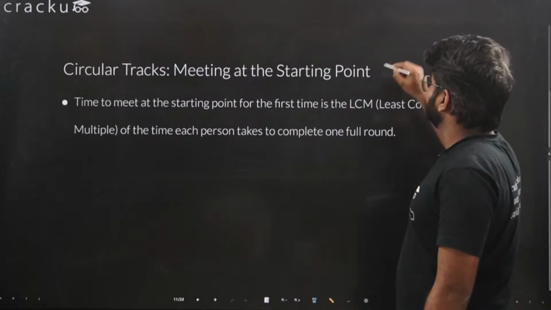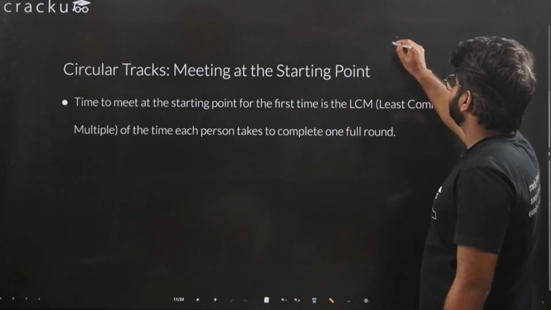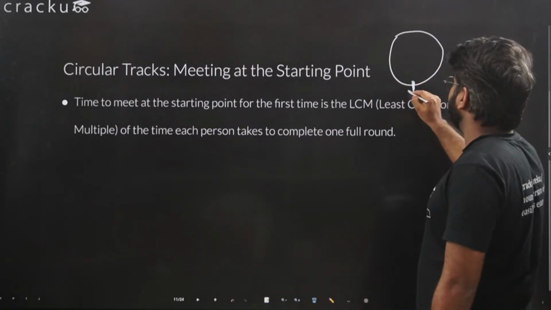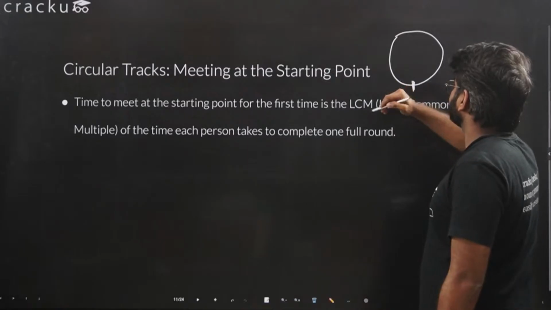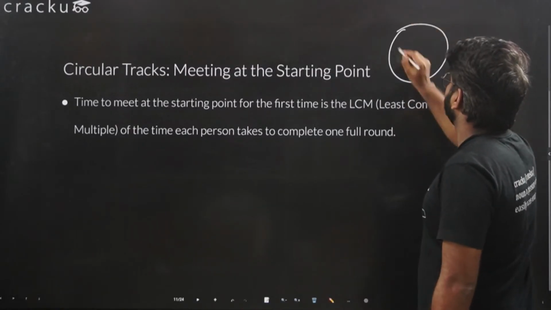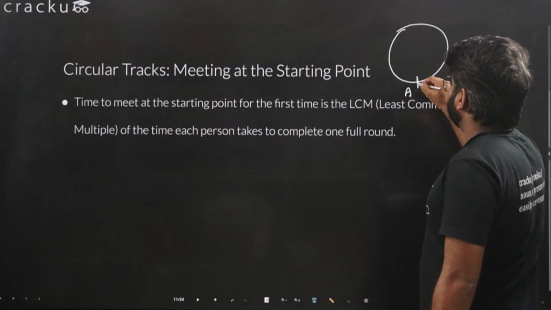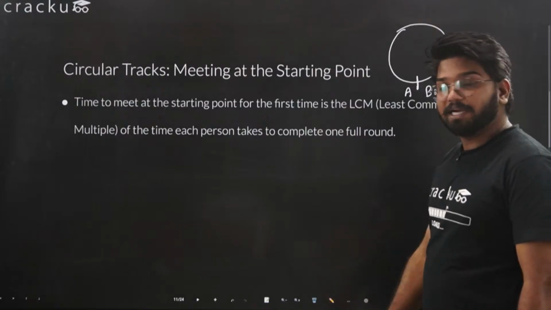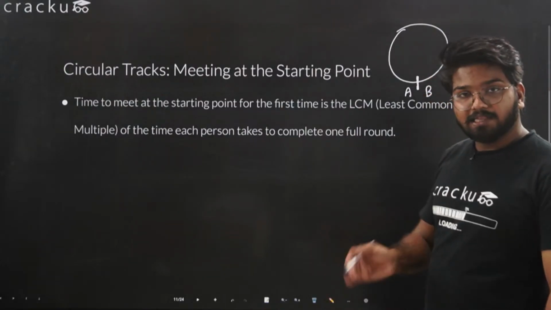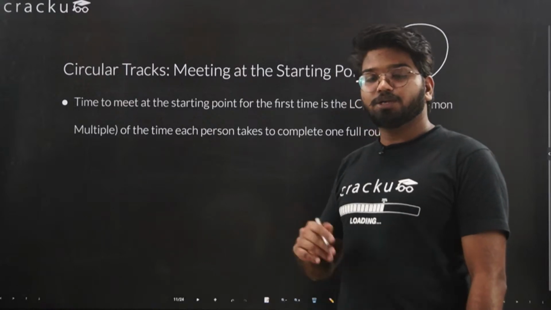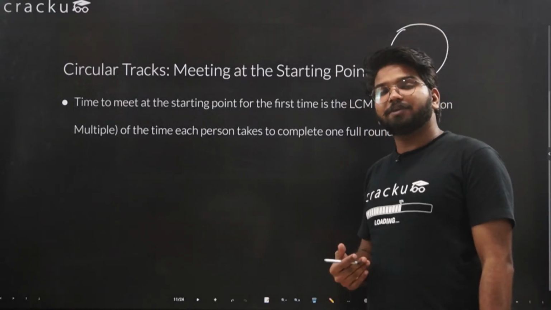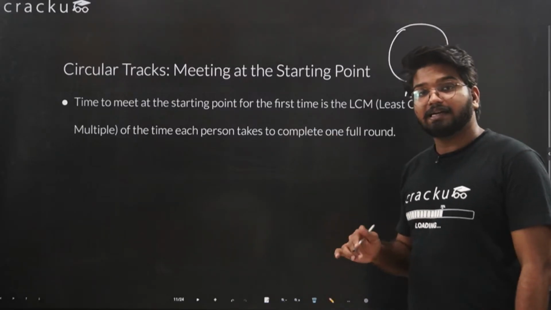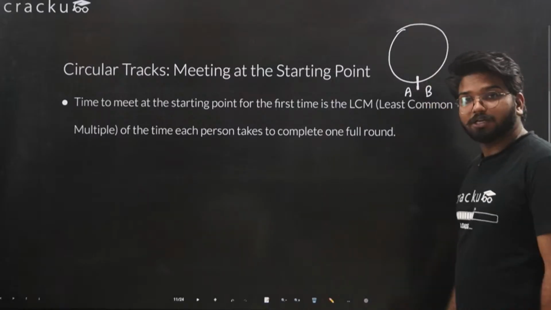Basically, the question will ask you directly that if two persons, let's say A and B, are starting from this particular point, after how much time will they meet at this point only. In the previous question, this condition was not there. It was like, when will they meet for the first time? It doesn't matter where they meet. But this condition specifies that when will they meet at the starting point only.